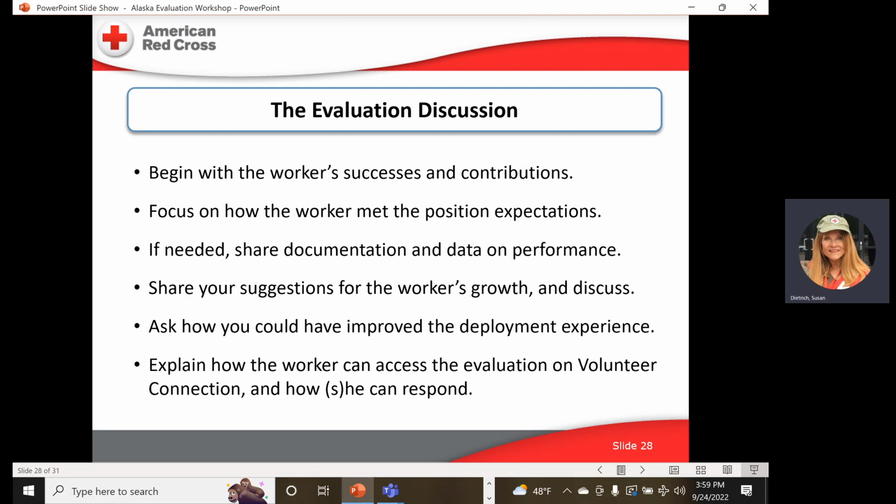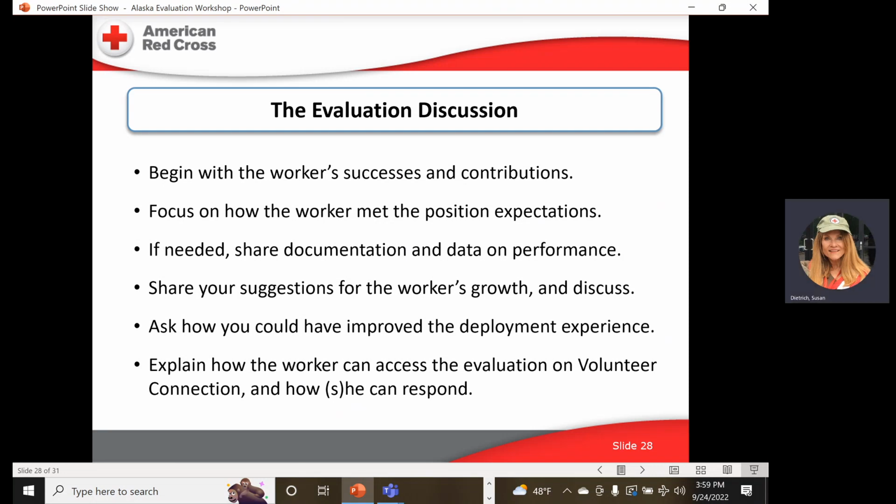Now, if you need it, you can share that spreadsheet, or you can share your notes or data on performance, but always in a positive way, constructive criticism. I don't even like the word criticism. So constructive discussion. You want to share your suggestions for growth and listen to what they say they think would be most helpful for them to grow. And then ask them how you could have improved their experience. It's very important to you that you are serving the people who report to you.